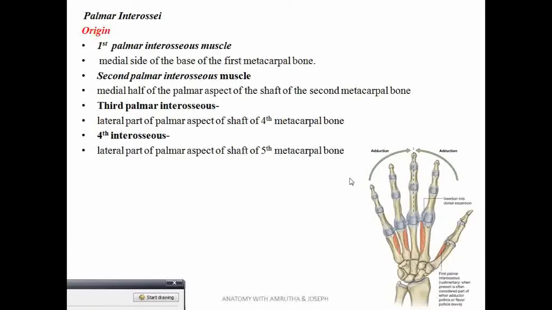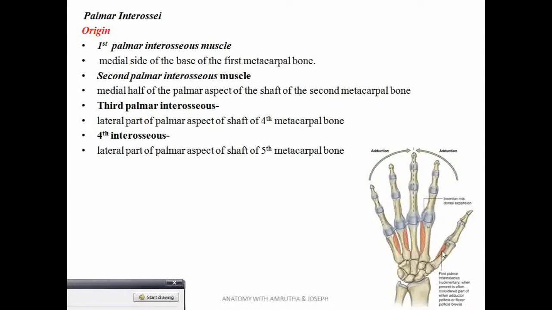Palmar interosseae are another group of muscles which are seen between the metacarpals, or they are filling the space between the metacarpals. There are another interosseae which are called as dorsal interosseae. So palmar interosseae are placed more towards the palmar aspect, dorsal interosseae are placed towards dorsal aspect. So let's see the palmar interosseae here.